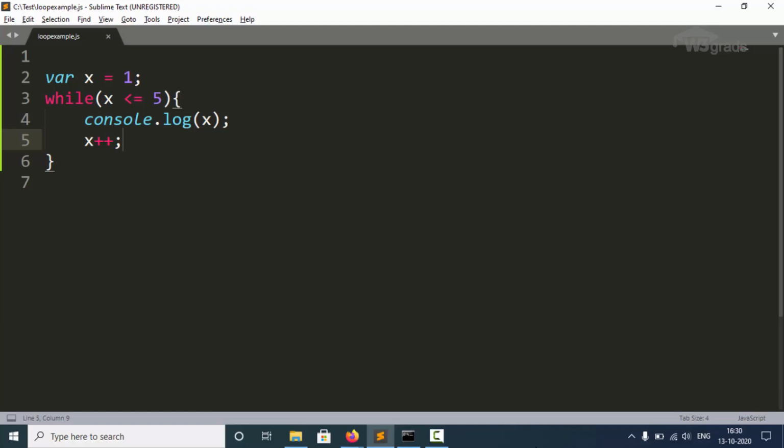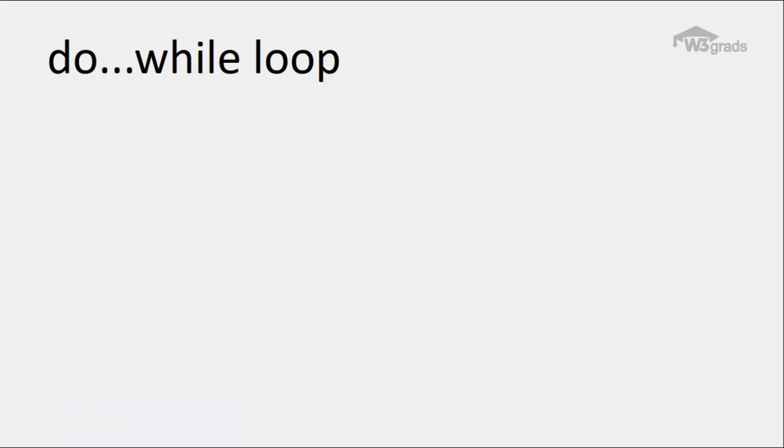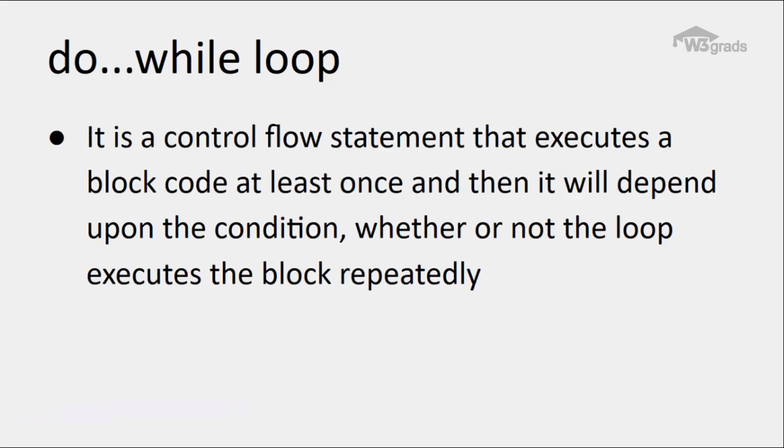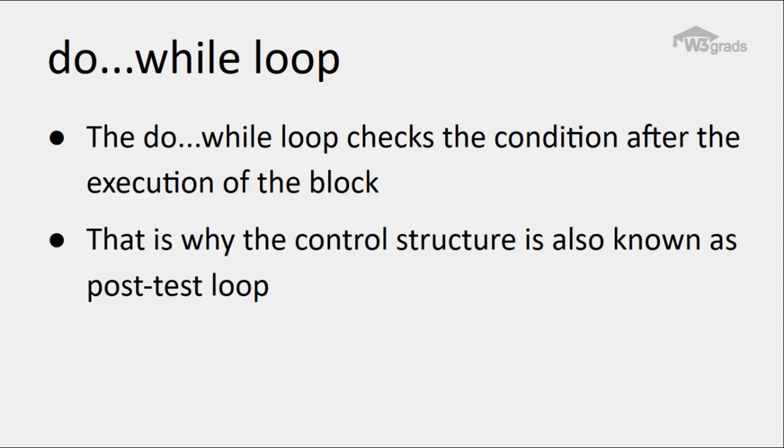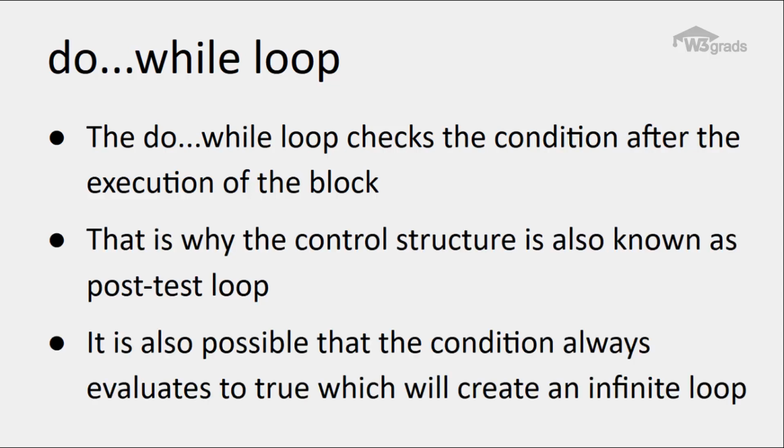Now, the last one in our list is the do-while loop. It is a control flow statement that executes a block of code at least once, and then it will depend upon the condition whether or not the loop executes the block repeatedly. The do-while loop checks the condition after the execution of the block. That's why this control structure is also known as the post-test loop. It is also possible that the condition always evaluates to true, which will create an infinite loop.